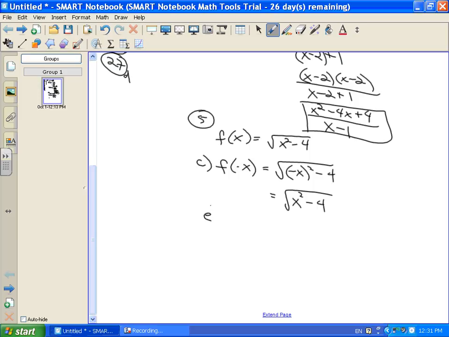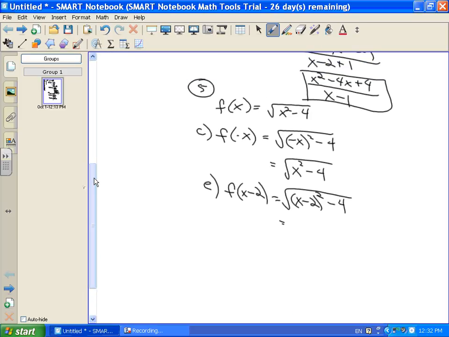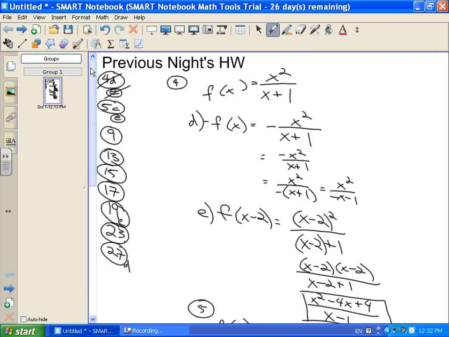And then E, which was this one again. So f of x minus 2. I want to plug that in everywhere I see an x. So I'm going to go x minus 2 squared minus 4. We already know that when I square that from the last problem, I'm going to get x squared minus 4x plus 4 minus 4. And those 4's cancel, so I did get a little bit cancel. That's what we got. That's 5c.